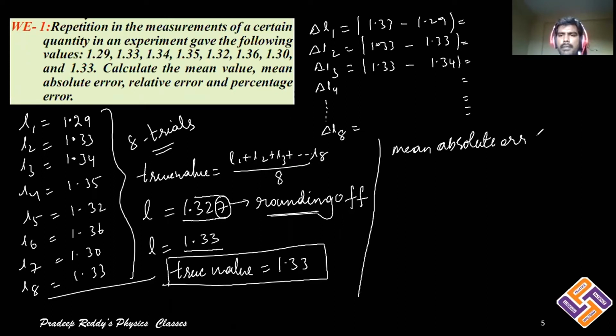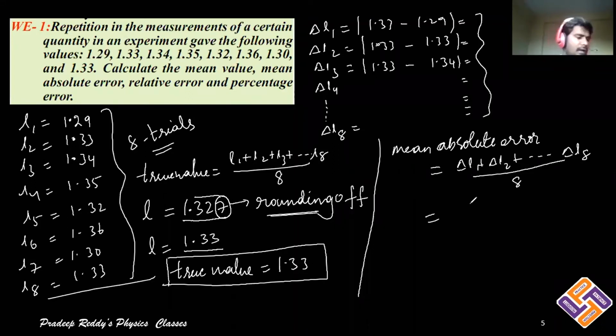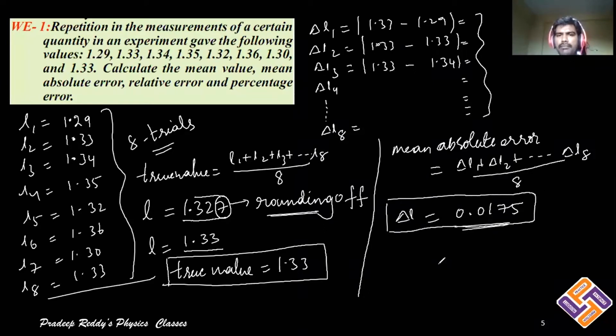Mean absolute error is equal to delta L1 plus delta L2 plus so on up to delta L8, divided by 8. Taking the modulus of each, you will be getting some numbers here. If you take the average of all those delta L values, you will finally get a value of 0.0175. This is the mean absolute error delta L. After calculation, you will be getting 0.0175.